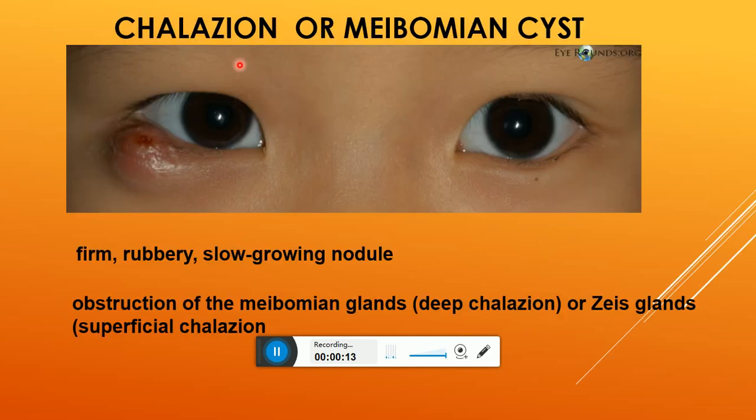The first one is chalazion, also known as meibomian cyst. It is a firm, rubbery, slow-growing nodule and it is caused by the obstruction of the meibomian glands, and it is known as deep lesion. And if there is obstruction of these glands, it is known as superficial lesion, and this is the lesion.